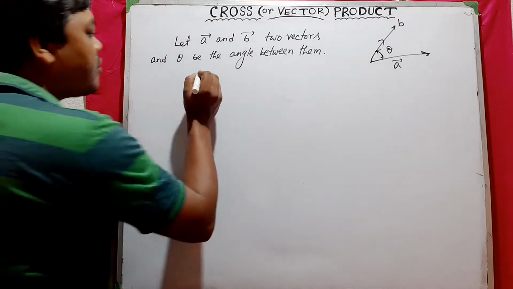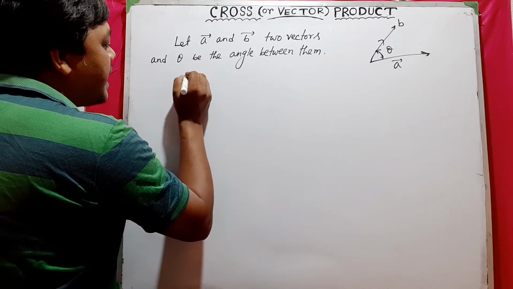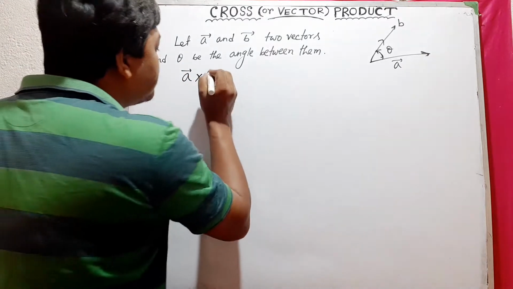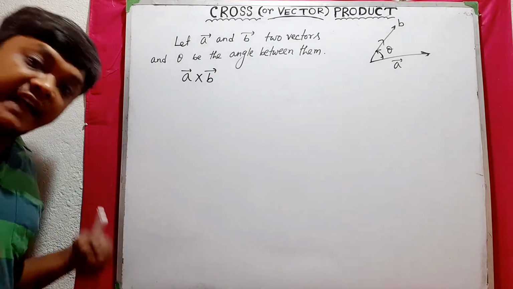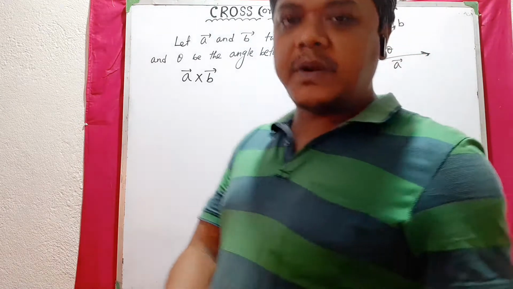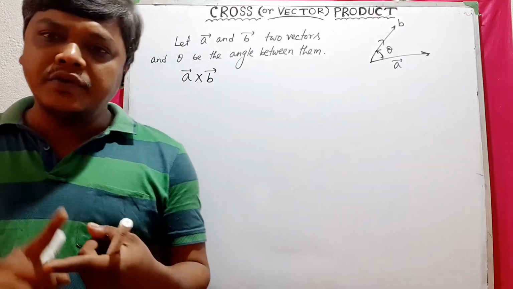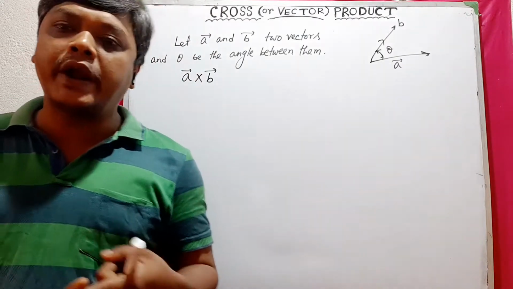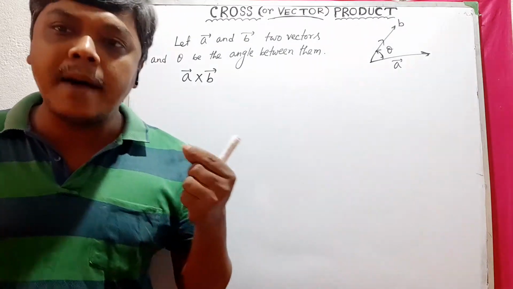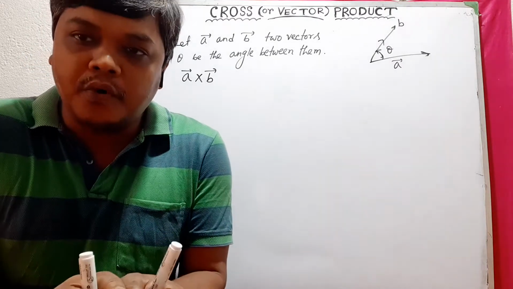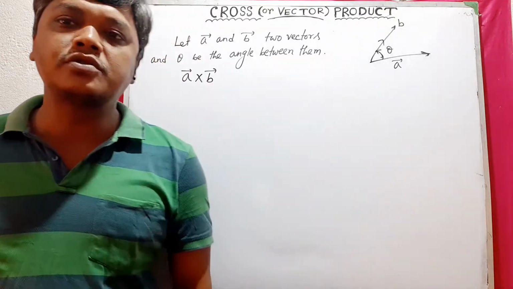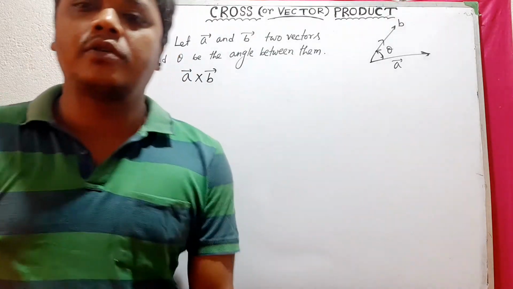Now A cross B. This cross is not a multiplication, this is a cross vector notation, A cross B, that gives another vector. In the previous lectures, we have done the dot product. So any two vectors given to you, the dot product of those two vectors will give a scalar quantity, that is a number. But here, if you take the cross product of two vectors, you always get a vector.